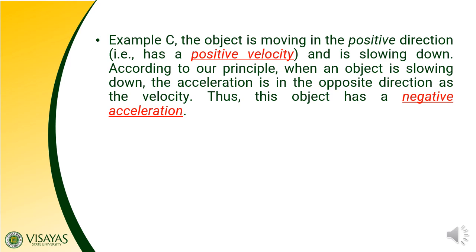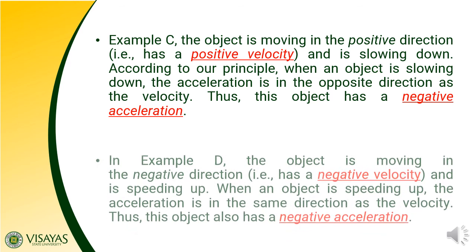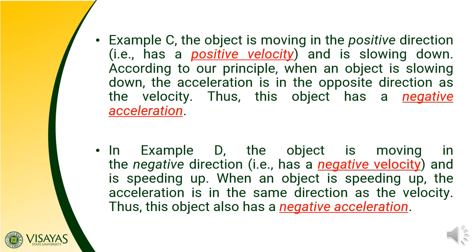Example C, the object is moving in the positive direction, meaning it has a positive velocity, and it is slowing down. According to our principle, when an object is slowing down, the acceleration is in the opposite direction as the velocity. Thus, this object has a negative acceleration. In example D naman, the object is moving in the negative direction, it has a negative velocity, and it is speeding up. When an object is speeding up, the acceleration is in the same direction as the velocity. Thus, this object also has a negative acceleration.